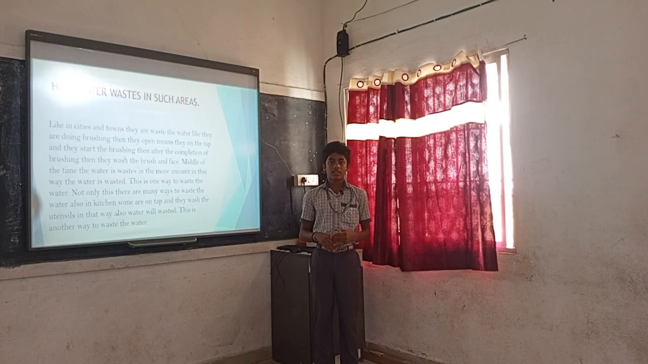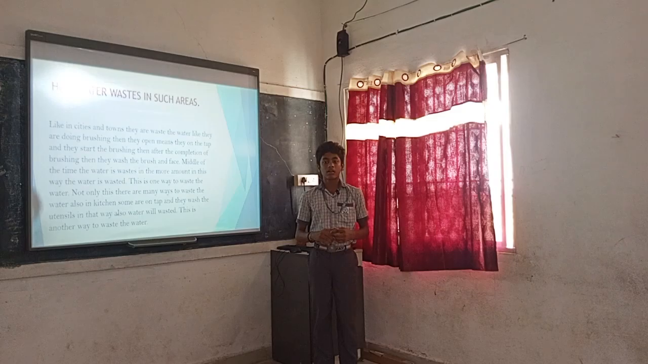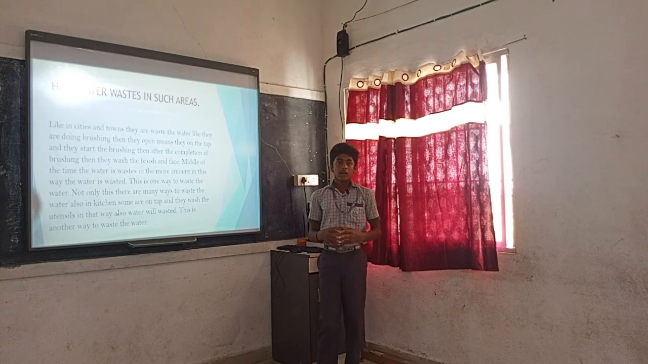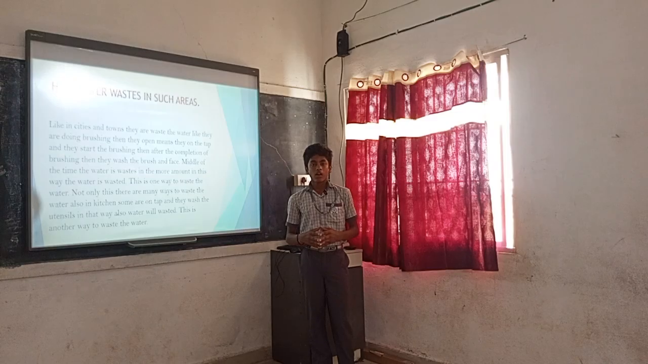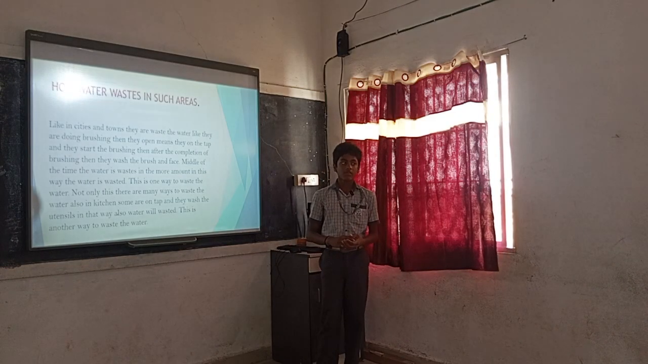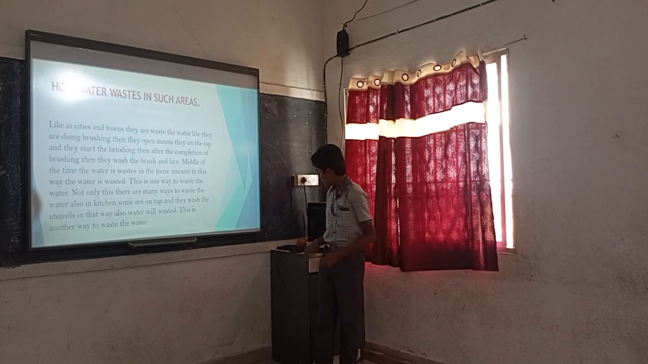That is mostly children, because they get more health problems like malaria and cholera, which are water diseases. At that time they are not able to struggle and fight against those diseases. So that's why 1600 children die per day, and they are kids below 5 years.